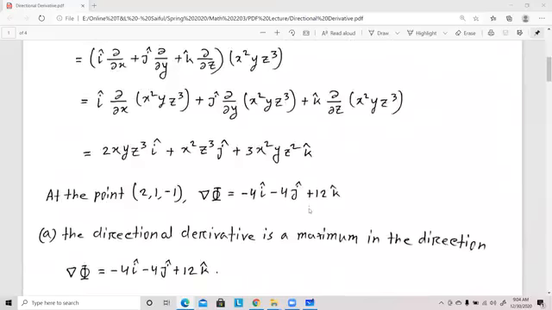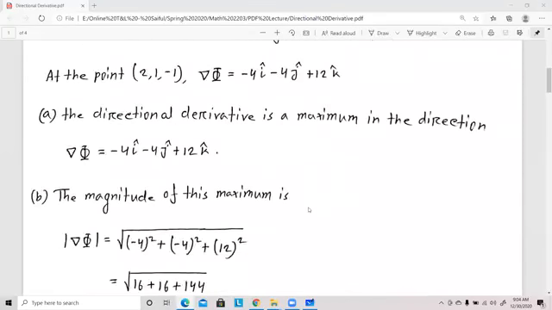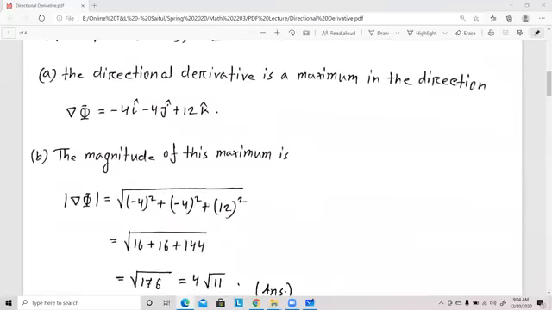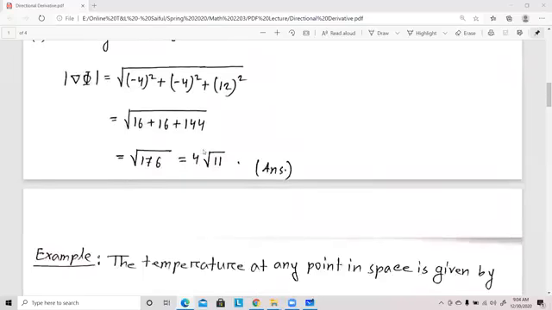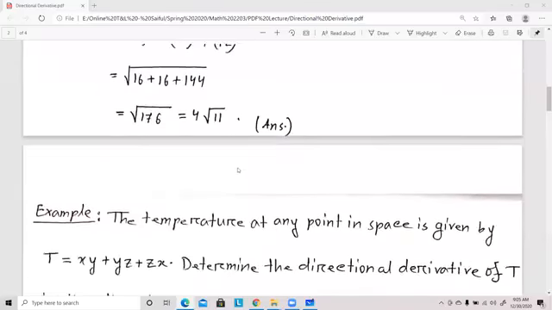Okay, the magnitude of this grad phi will be the magnitude of our directional derivative. The magnitude of this maximum is the magnitude of the vector we found, grad phi, that is mod of grad phi, which is root over (-4) squared plus (-4) squared plus 12 squared. If we do simplification, we get 16 plus 16 plus 144, root over 176, and finally we get 4 root 11. This is the required magnitude of the directional derivative. Okay? Any question?